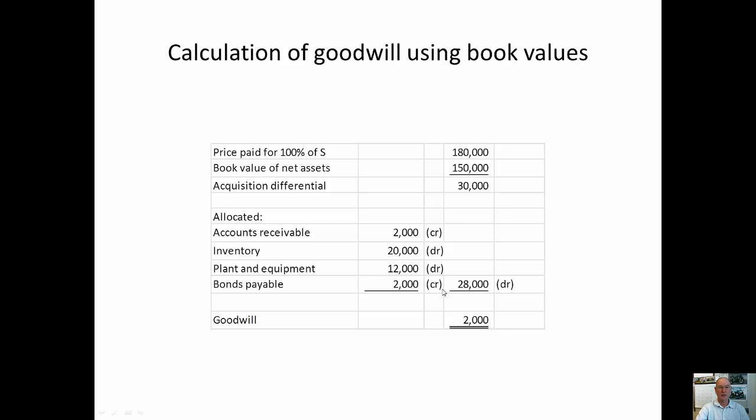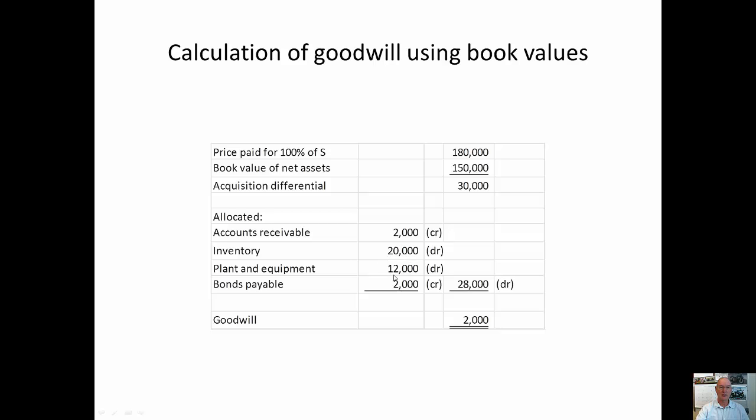Now the way I like to do this, and a way you won't see it in every textbook, is to use debits and credits to keep straight whether you're going to end up subtracting or adding to this acquisition differential. So accounts receivable went from 10,000 to 8,000. That's a credit. Inventory, an asset, went up. That's a debit. Your plant and equipment, another asset, increased. That's a debit. Your bonds payable, a liability, increased. That's a credit.